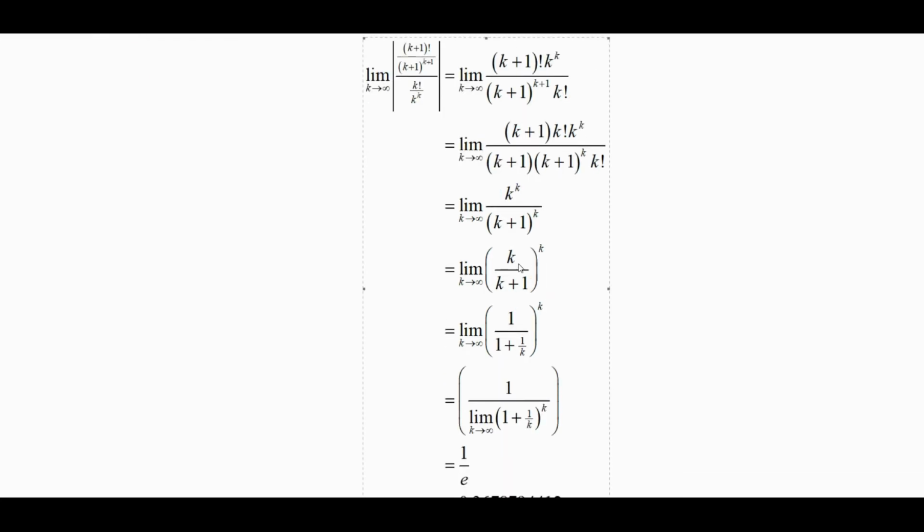Now, inside the parentheses, we can multiply by 1 over k in the top and bottom, and that's 1 over 1 plus 1 over k, to the k. And then, of course, 1 to the k is just 1. That doesn't affect anything in the limit. And then we have the limit of the bottom. So we have the limit, as k goes to infinity, of 1 plus 1 over k to the k. That's the definition of e.